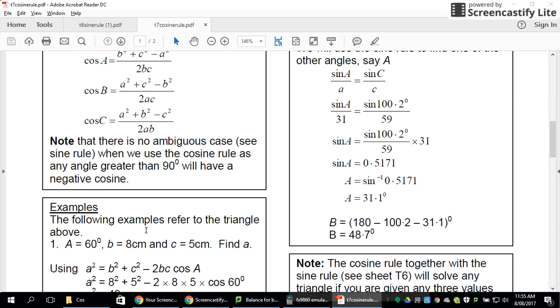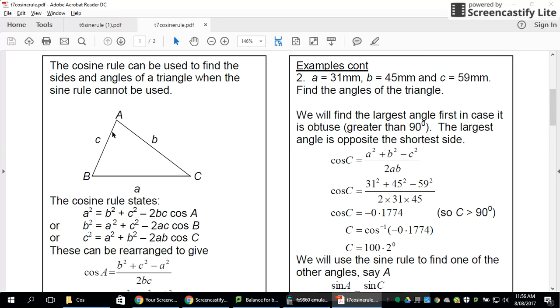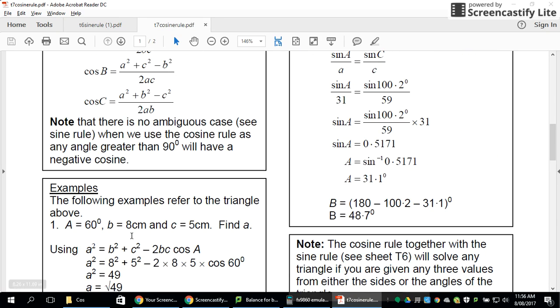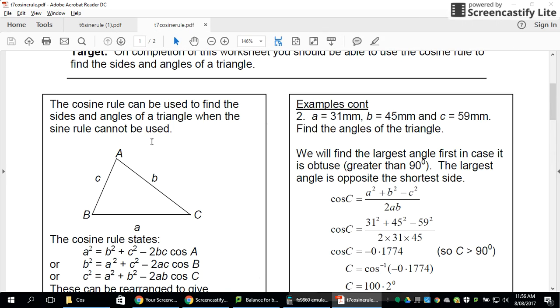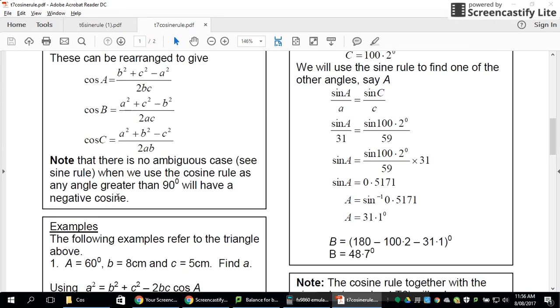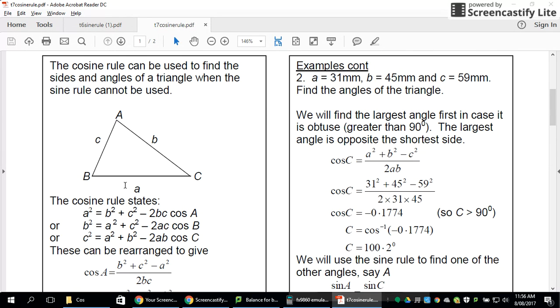So we know angle A. Let's just imagine that this is 60 degrees. We know that b is 8 centimeters, and we know that c is 5 centimeters. It asks us to find the missing length a. So we do have the three amigos. We've got a distance that we know, an angle that we know, and another distance that we know, and we're wanting to find that missing length.